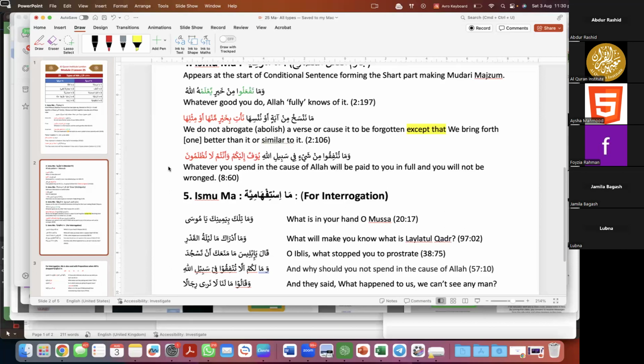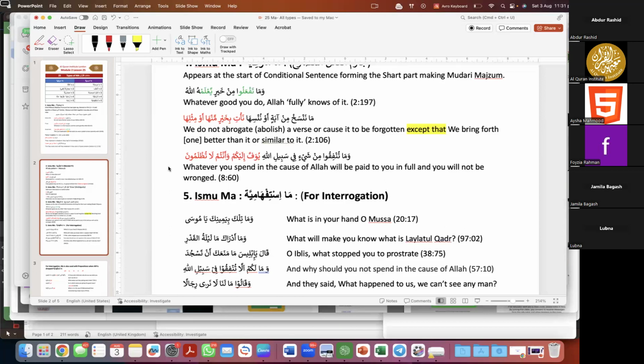Wa ma tunfiqu means, and whatever you spend here. Whatever, min shay'in, from something, from anything. So now you say, whatever you spend from anything, fi sabilillahi, in the path of Allah. So whatever thing you spend in the way of Allah, comma.